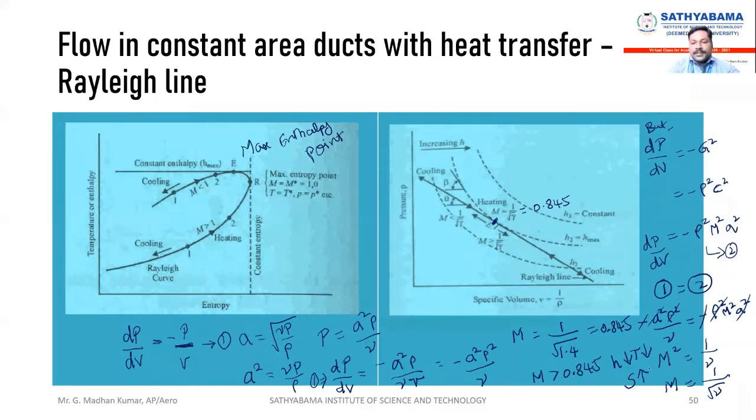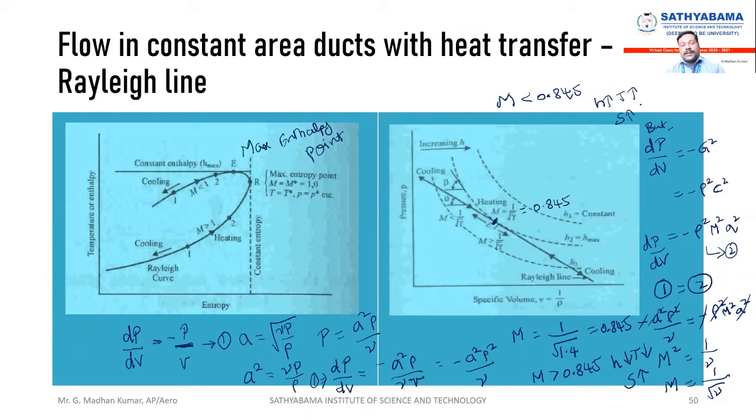And then another question is, what happens if the Mach number is less than 0.845? For less than 0.845, the enthalpy of the state increases, the temperature of the state increases, and the entropy of the state is again increasing. So below Mach number 0.845, your enthalpy, temperature, and entropy are all increasing. This is the flow behavior with respect to maximum enthalpy.